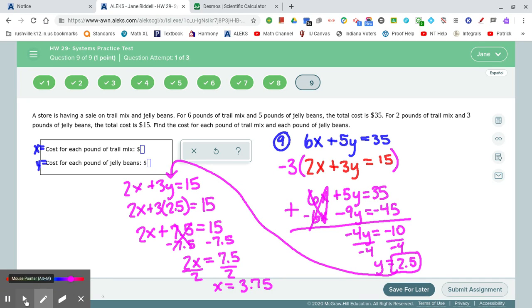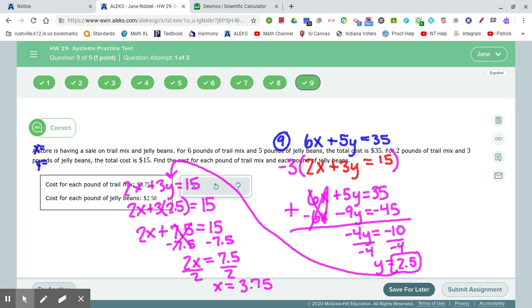All right, so here's why it's helpful to have defined your variables first. So now we know what variables are what. So in this case, our x was the cost per pound of trail mix, which is 3.75, and our cost for the pound of jelly beans is 2.5. The dollar sign is already provided for us, so if we wanted to, we could put in 2.50. And then we check our work and make sure that it's right, and it is.